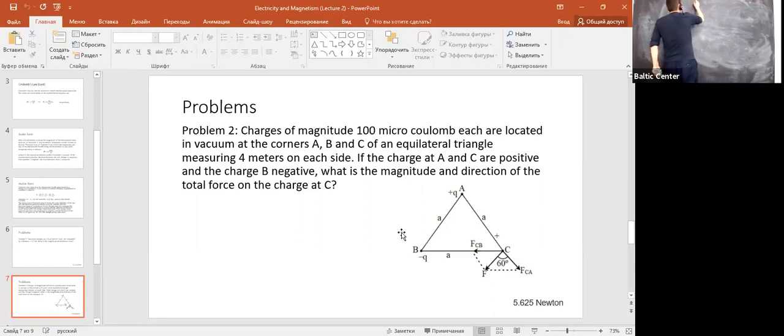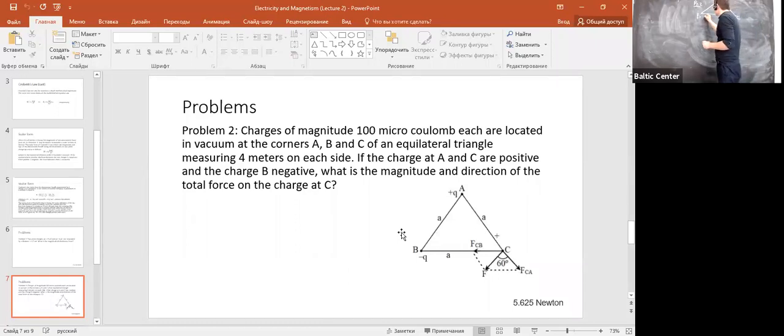Okay, problem number 2. So we have this kind of situation. Each side is equal. This vertex is A, this one is B, and this one is C. We have 3 charges, Q, Q, Q.